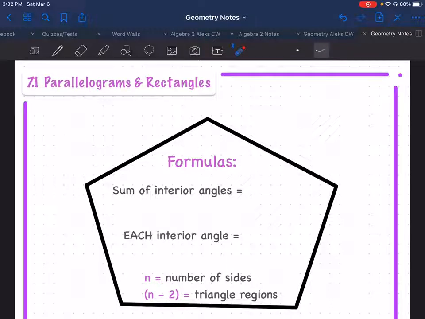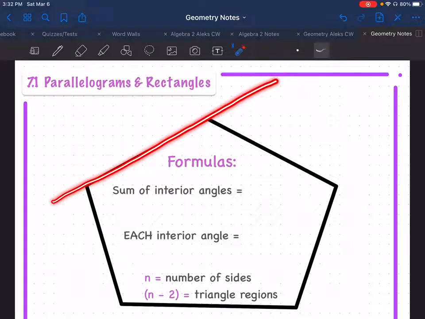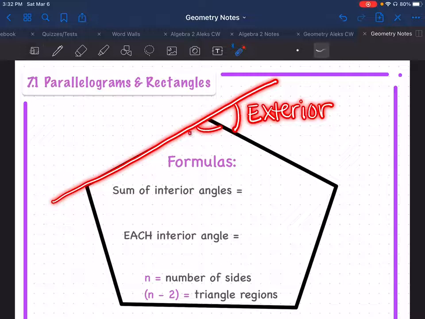All right, so when I take a side and I extend it, I can create two types of angles. I can create this angle, which is called exterior because it is outside of my polygon, and this angle, which is considered interior because it is inside my polygon.